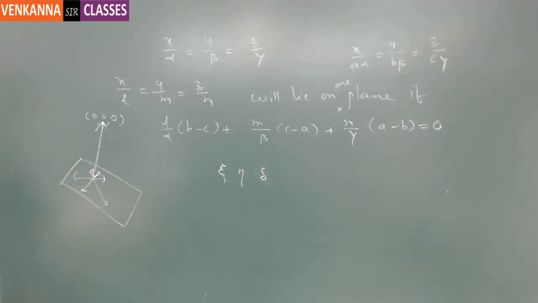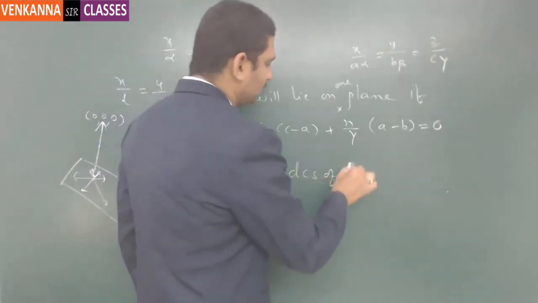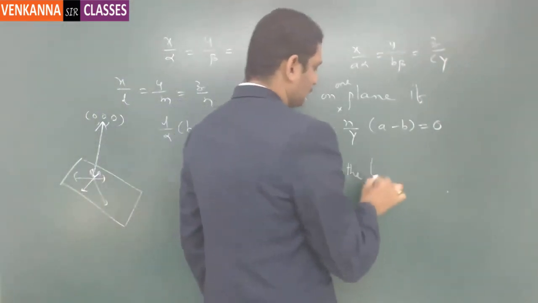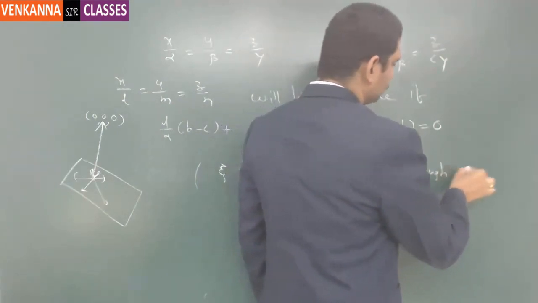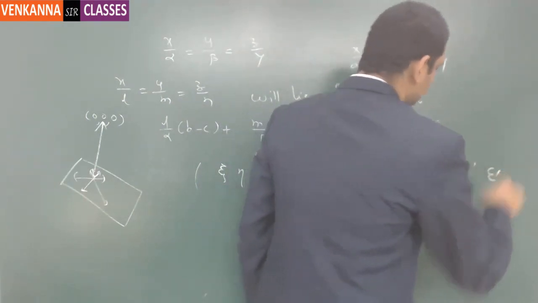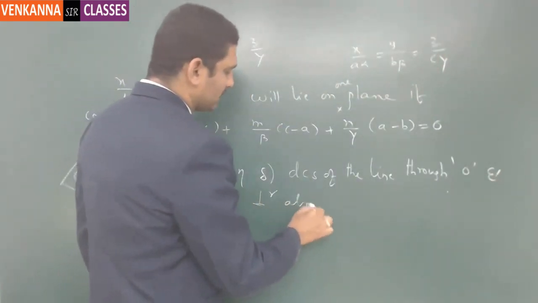So applying the perpendicularity condition, these are nothing but the DCs of the line through O and perpendicular to the above three lines.